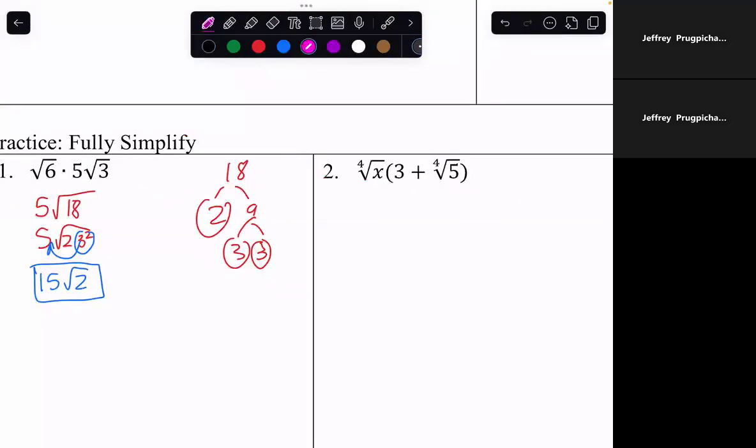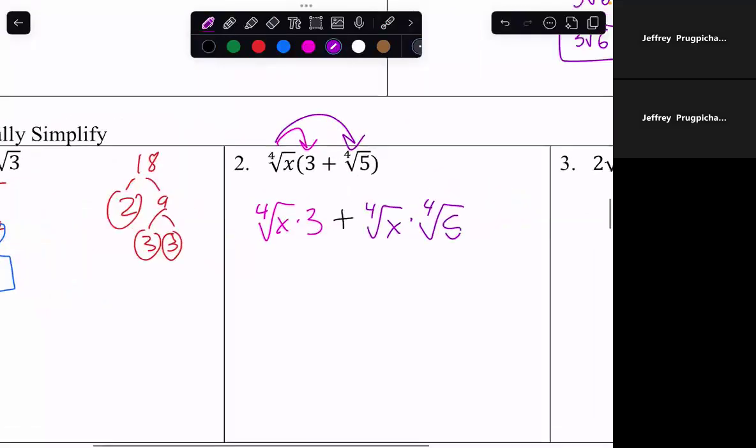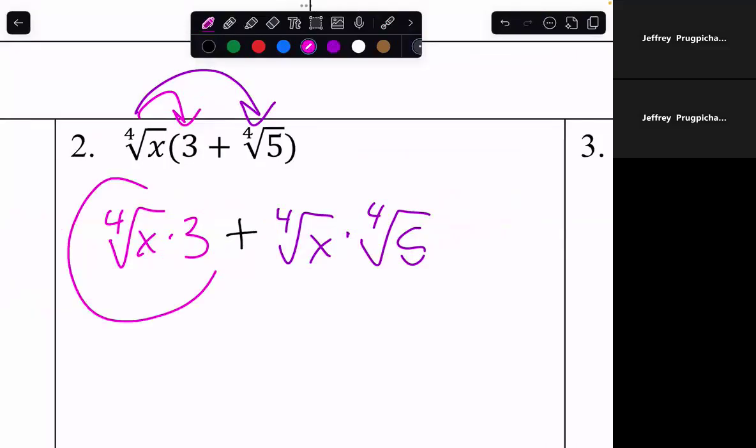Problem 2. So here we would distribute. The 4th root of x would multiply the 3, and then it would also multiply the 4th root of 5. So first over here, 4th root of x times 3. Again, you've got invisible 1 times 3. The new coefficient is 3. And this radical has nothing affecting it, so it just stays the same.